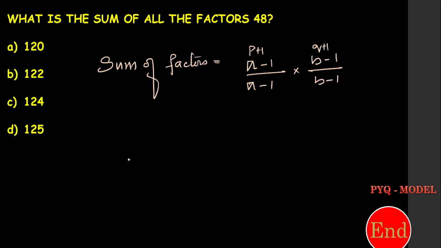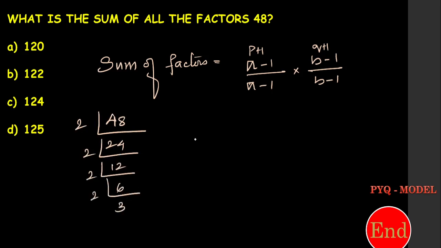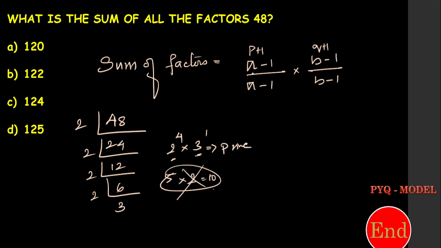First of all, as usual, we need to find 48 in L division. So 2, 24, 2, 12, 2, 6, 2, 3. So 2 power 4 and 3 power 1. So 5 into 2 is 10, this is the number of factors. This is no need. Actually, we need this 2 and 3. This 2 and 3 are the prime factors. These are the powers. See, as usual, a and b are the prime factors.